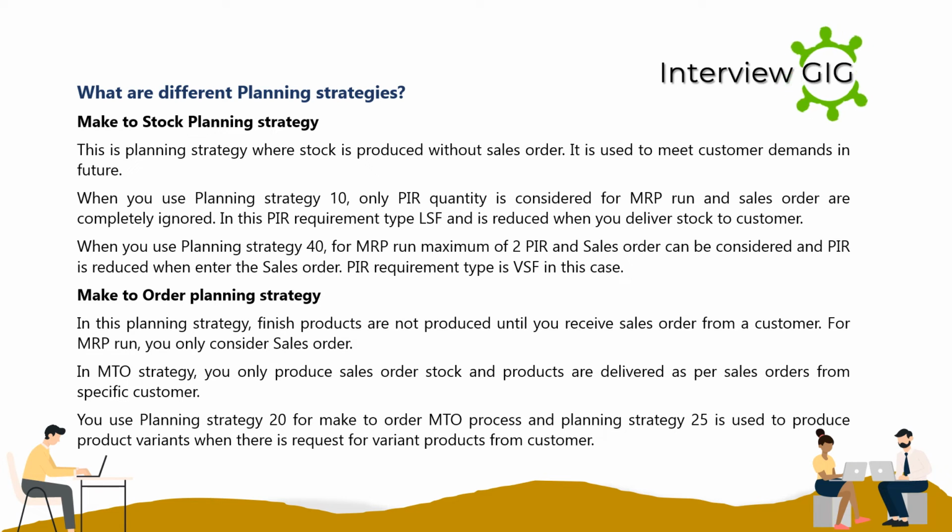Make to order planning strategy. In this planning strategy, finished products are not produced until you receive sales order from a customer. For MRP run, you only consider sales order. In MTO strategy, you only produce sales order stock and products are delivered as per sales orders from specific customer. You use planning strategy 20 for make to order MTO process, and planning strategy 25 is used to produce product variants when there is request for variant products from customer.